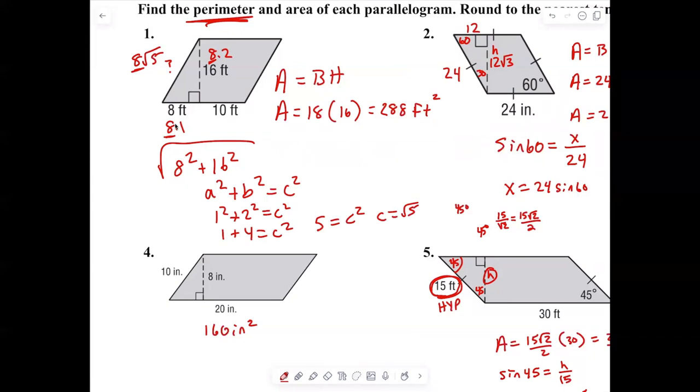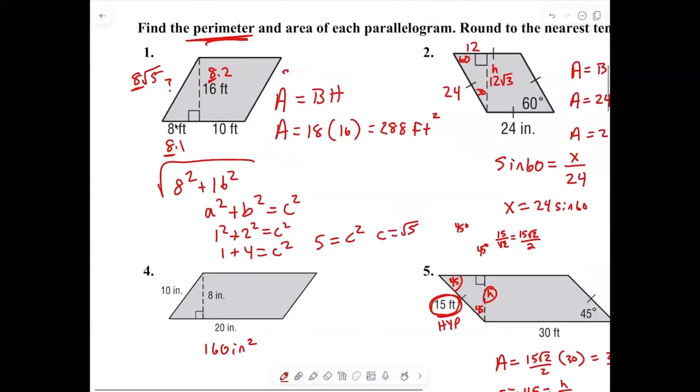Correct? So now one side is 8 radical 5. The other is 8 radical 5. And this side is 18. So our perimeter is going to be 36 plus 16 radical 5.